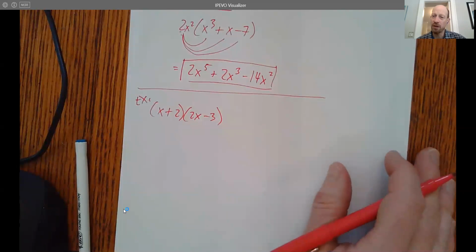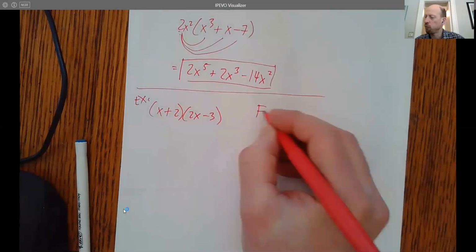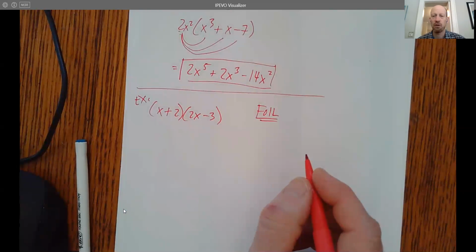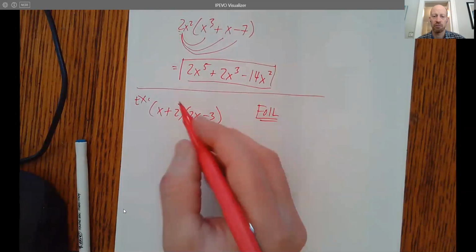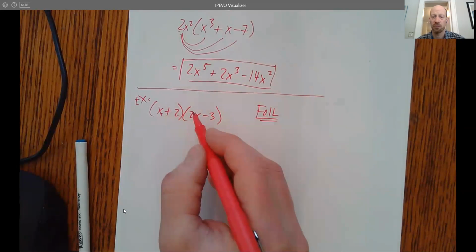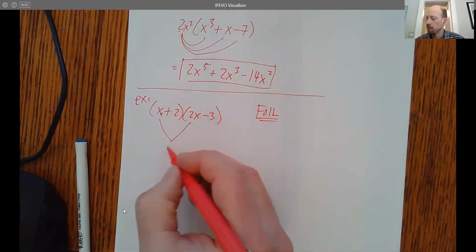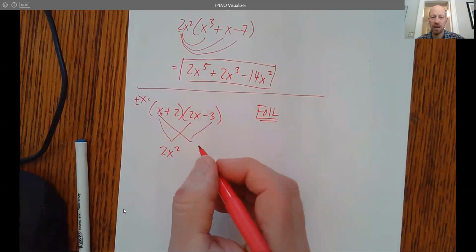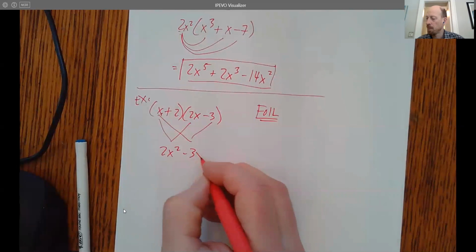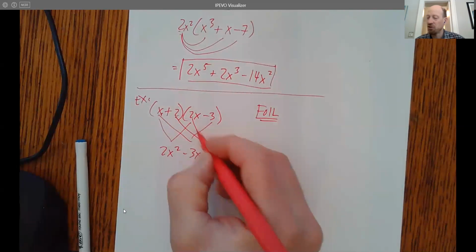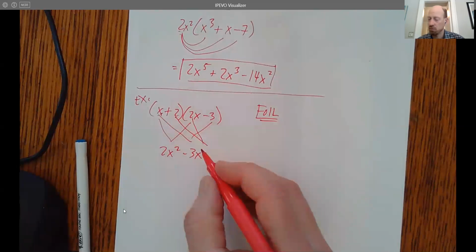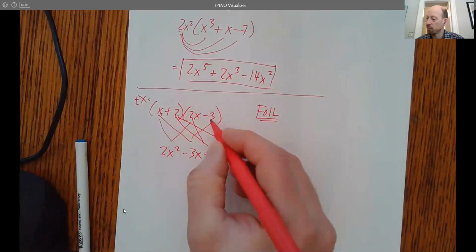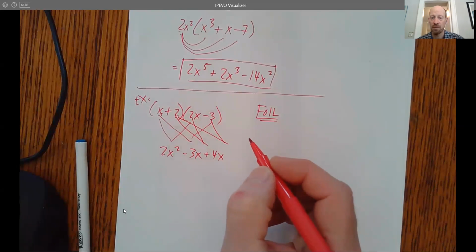And I'm hoping that a lot of you are using the FOIL method, which is just a way of organizing how all those terms go together. So we multiply the first terms together. We multiply the outer terms together. The inner terms are these two. And then the last terms, the 2 and the minus 3.